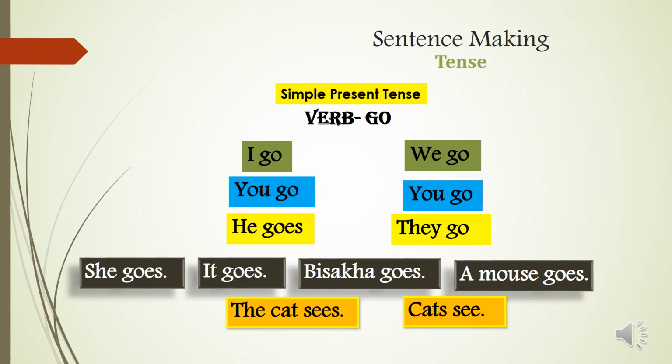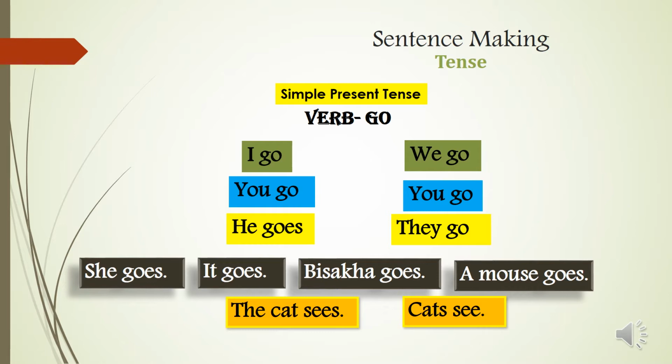Now look at the speciality. Yes, this is I go, we go, you go. So everywhere it is only go. Only in the case of he it is goes. Yes, es is added. Es is added because he is a third person singular number, and in simple present tense, with a third person singular subject, an s or an es is actually added to the main verb.